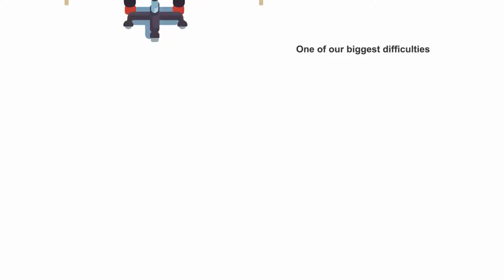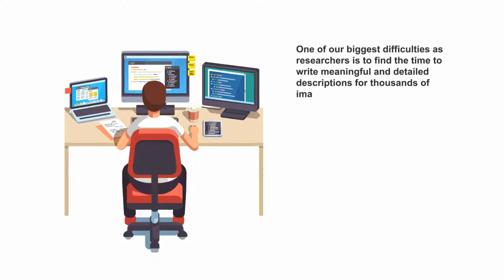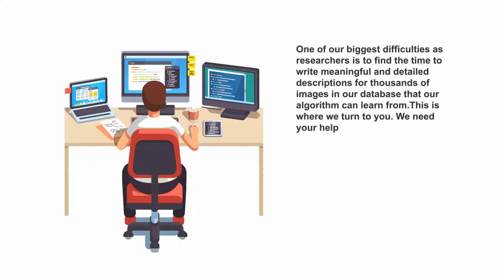One of our biggest difficulties as researchers is to find the time to write meaningful and detailed descriptions for the thousands of images in our database that our algorithm can learn from. We need your help in identifying and describing these images in as detailed a manner as possible. Your descriptions will help us create a more accurate and robust image recognition algorithm.